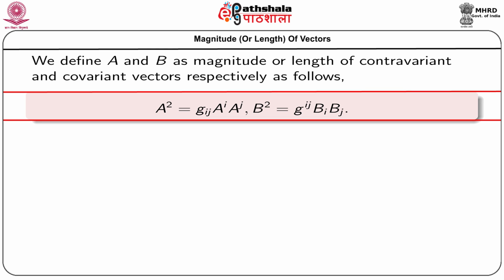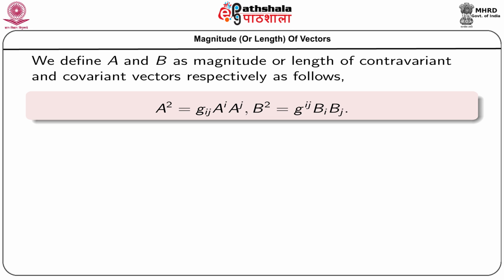As B is a covariant vector, the inner product has been done with respect to the conjugate fundamental metric tensor G upper ij, and A is a contravariant vector, so its components are multiplied, or the inner product has been done, with respect to the fundamental metric tensor Gij to obtain its length square.